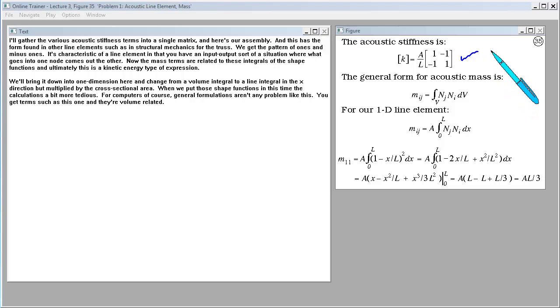Now, the mass terms are related to these integrals of the shape functions, and ultimately this is a kinetic energy type of expression. We'll bring it down into one dimension here and change from a volume integral to a line integral in the x direction, but multiplied by the cross-sectional area. When we put those shape functions in, this time the calculation's a little bit more tedious. For computers, of course, general formulations aren't any problem like this, but you get terms such as this one, and they're volume related.